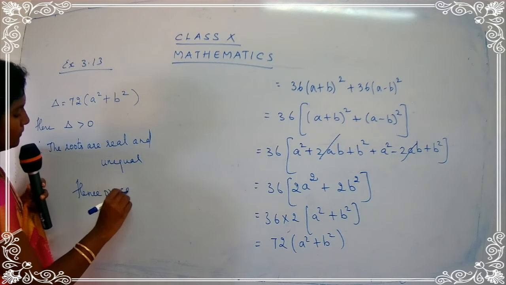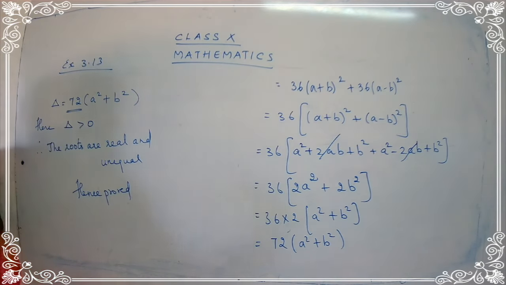I hope you are clear, because we are getting a number which is greater than 0. We are getting a number 72. We are getting a multiple of 72. 72 into something is going to be greater than 0. So you have to say the roots are real and unequal. Hence proved. Clear children? Okay, good. Now let's move to the next question.